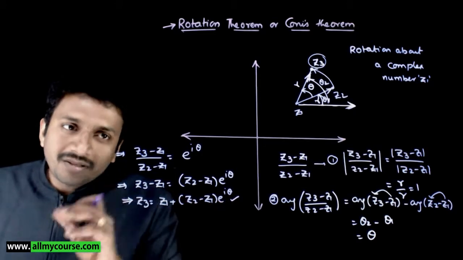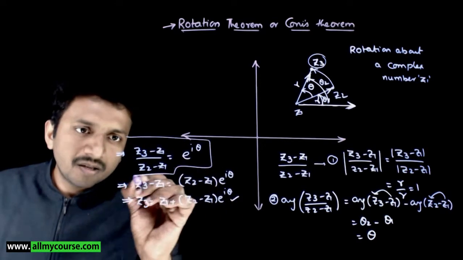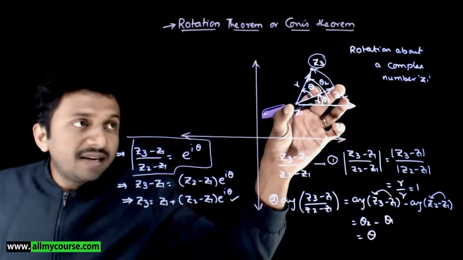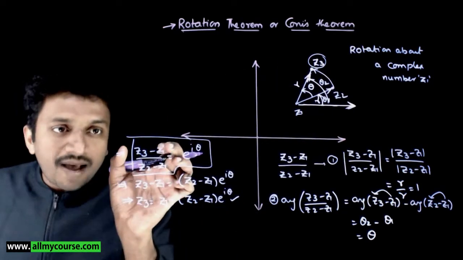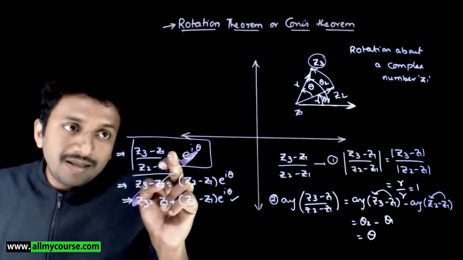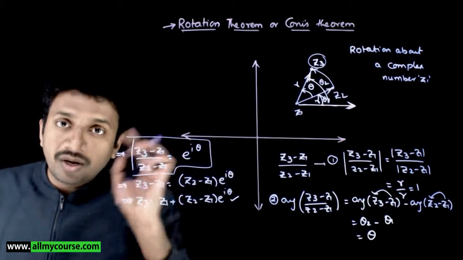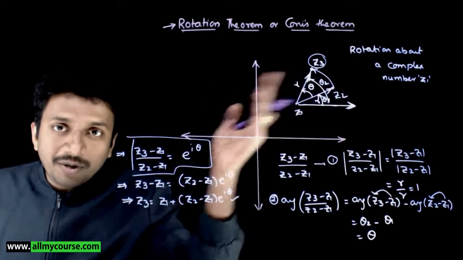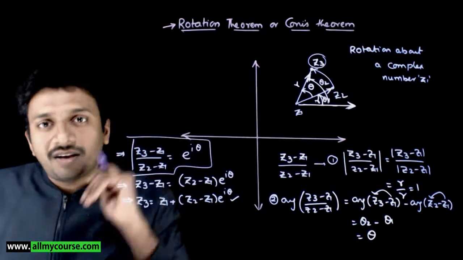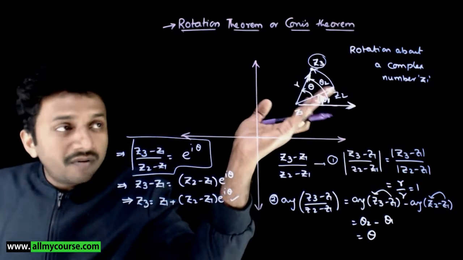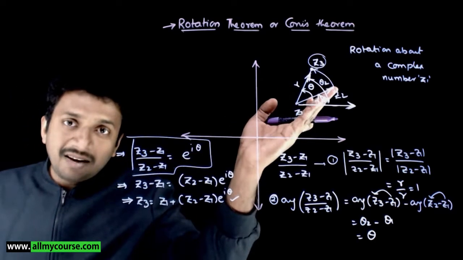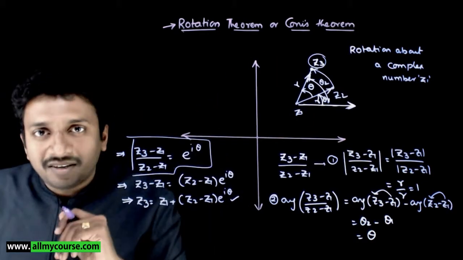So usually we won't remember this. We remember this step. If you have an initial vector from z1 to z2 and the final vector from z1 to z3, the final vector z3 minus z1 by initial vector z2 minus z1 is equal to e power i theta, because I don't change the magnitude. There is no real number here. I just change the amplitude. So you get e power i theta going from the initial vector to the final vector. If the angle is counterclockwise from initial to final, then you have a positive theta here. If the angle is in the clockwise direction, you have a minus theta here.